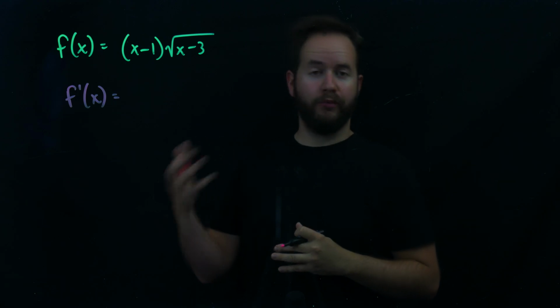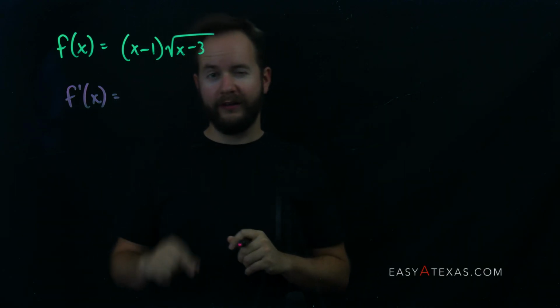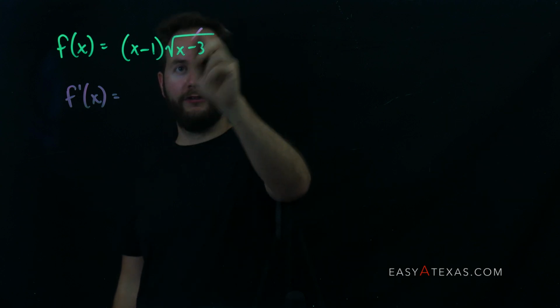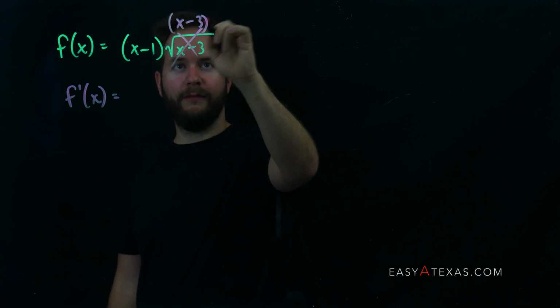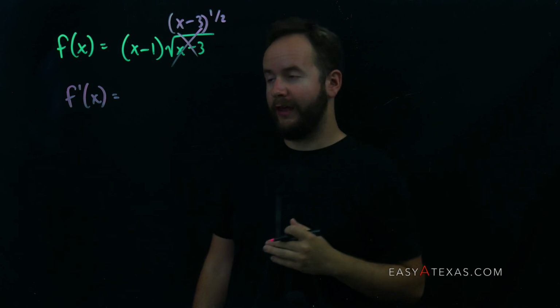Here we've got a pretty basic product rule question. We have x minus 1 times square root of x minus 3. Before I start this problem, I'm going to rewrite square root of x minus 3 as x minus 3 to the power of 1/2. That's going to be a little bit easier for me to use the power rule when I take the derivative of that x minus 3 to 1/2.